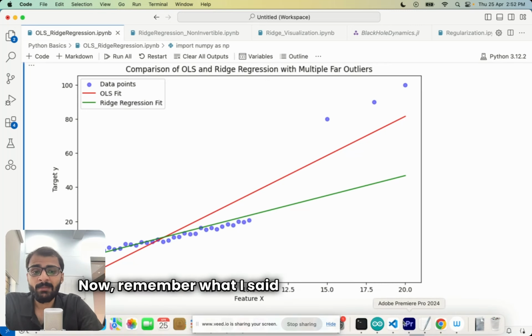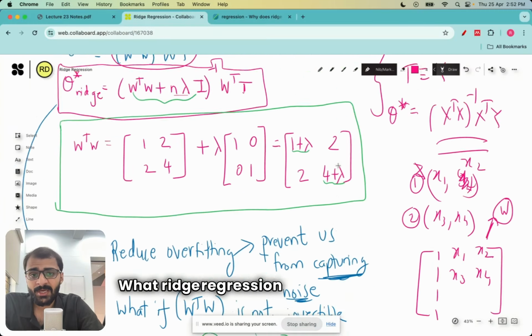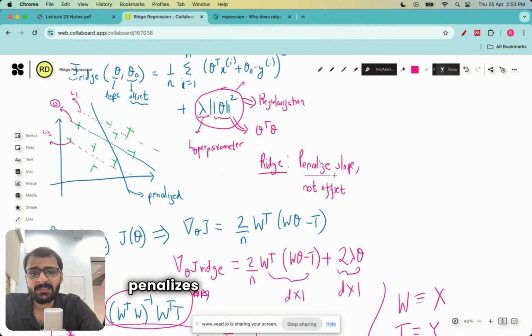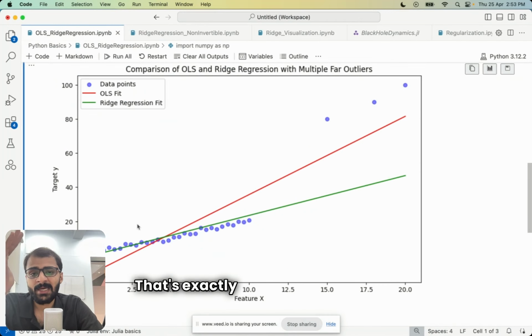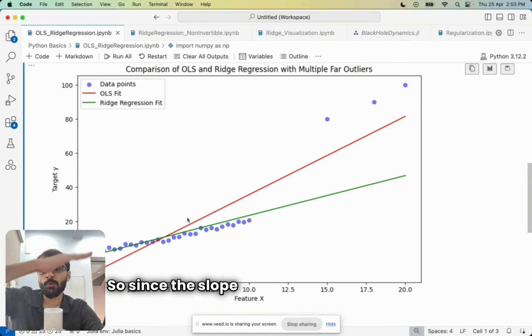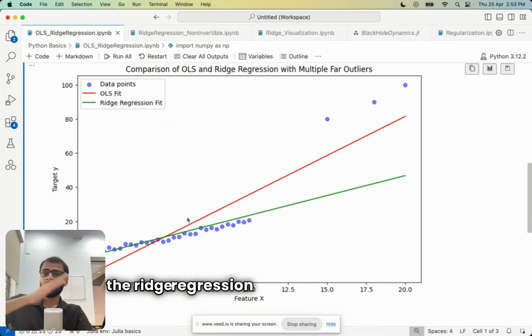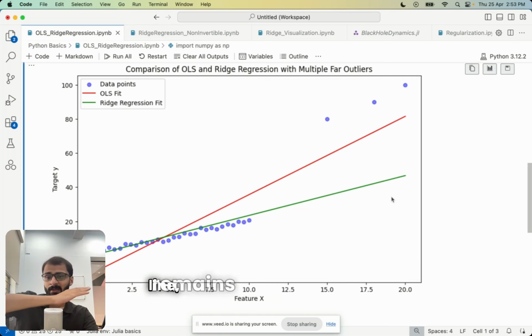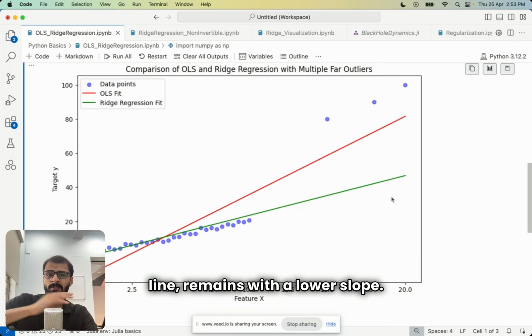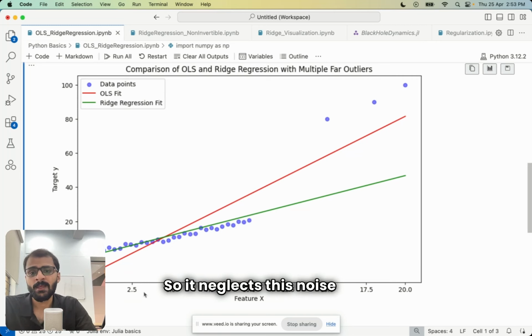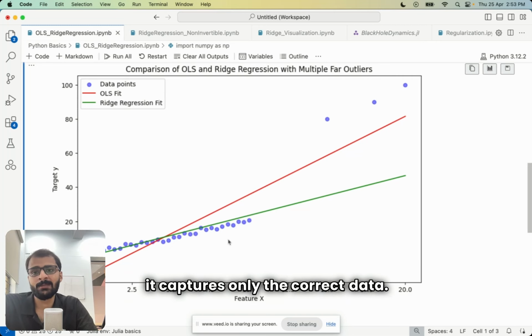Now remember what I said about ridge regression. What ridge regression actually does is it penalizes the slope, so it prevents the slope from becoming too high. That's exactly what happened here. Since the slope cannot become too high, the ridge regression line, which is the green line, remains with a lower slope. So it neglects this noise and captures only the correct data.